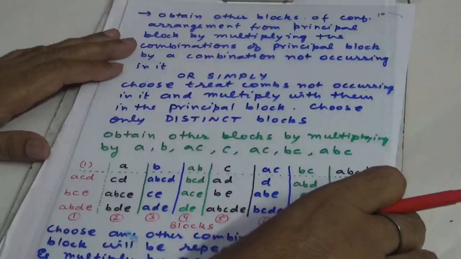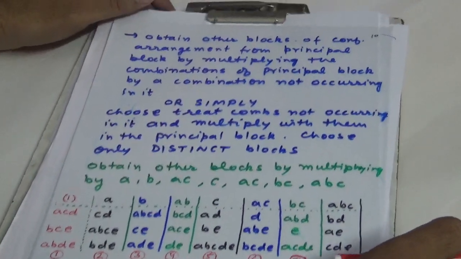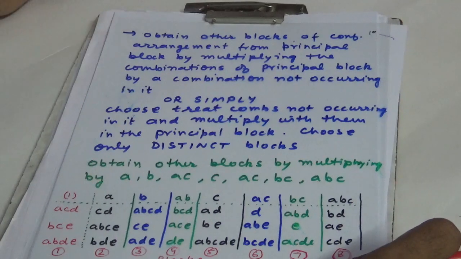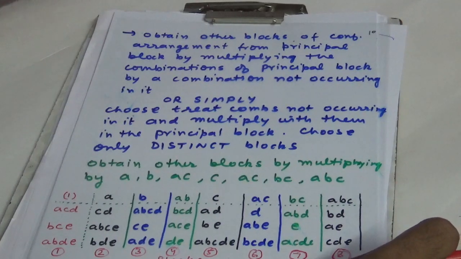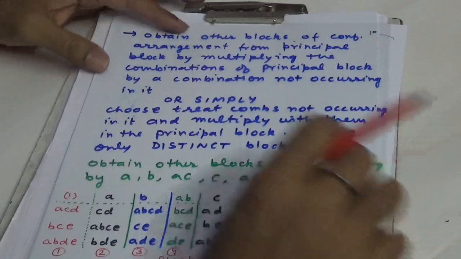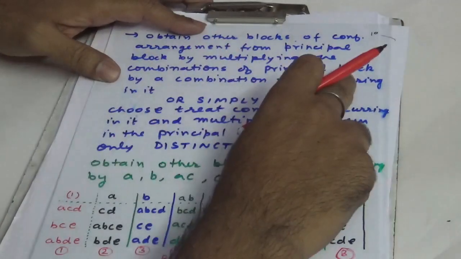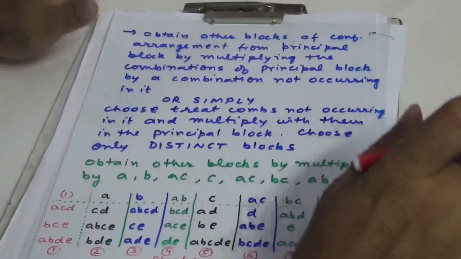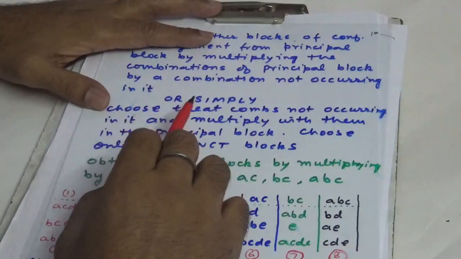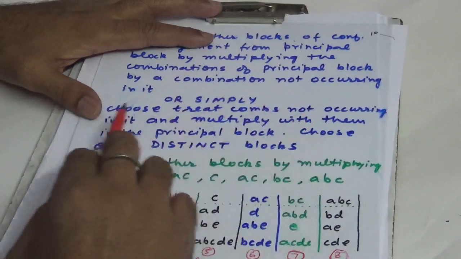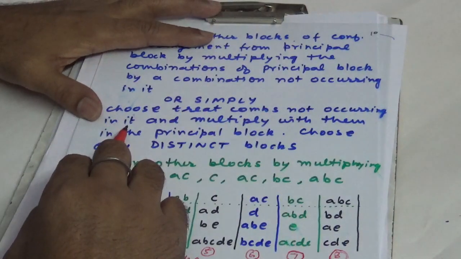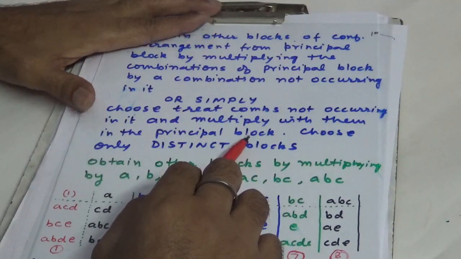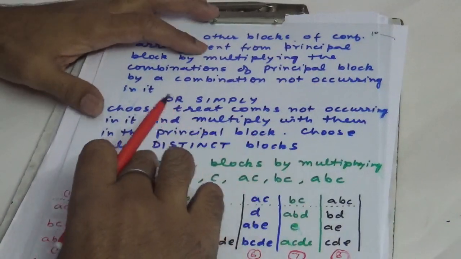Now once we have obtained the principal block, the remaining blocks can be obtained by multiplying the combinations of the principal block by a combination which is not occurring in it. Simply choose the treatment combinations which are not occurring in the principal block, multiply them with the principal block, and then try to choose the distinct blocks.